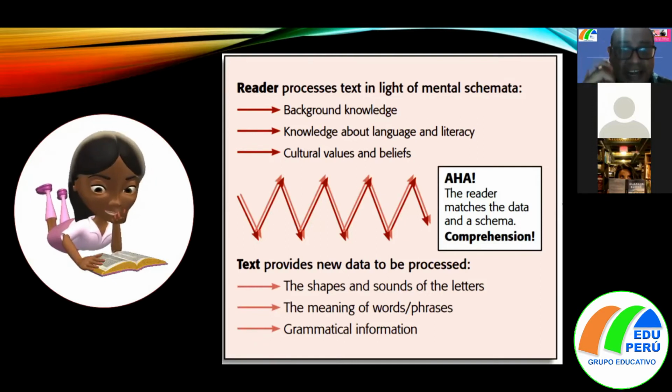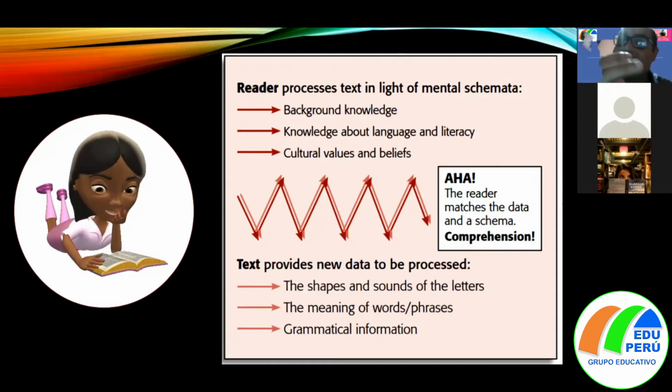The knowledge of the language too, and literacy. Notice, literacy, language and literacy. So the person, he or she, is going to match the data, the information in the text with the schema, the background knowledge about the world and about the language. Remember, the schema, schemata, is the knowledge that you have about the world and about the language. We have two knowledges, all right?